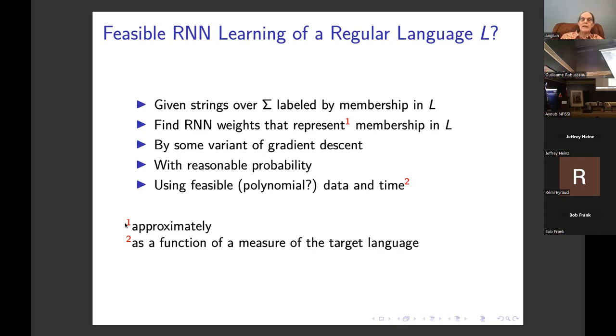With reasonable probability, so probability as a function of the initialization of the network and any randomness in the training of the network, using feasible, and of course, being a theoretician, I tend to think polynomial at that point, data and time. And those should be as a function of the measure of the target language, some measure, not necessarily states, but some measure. This definition is underspecified as a definition because it doesn't say how the sample strings are generated, but we'll finesse that question for a while.